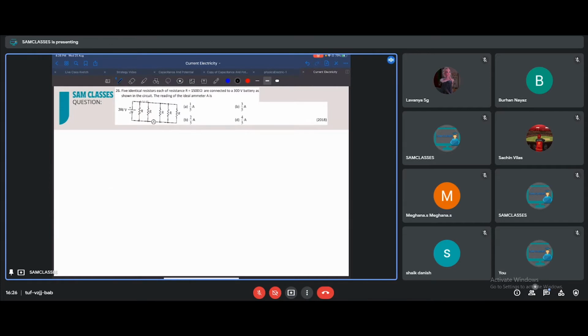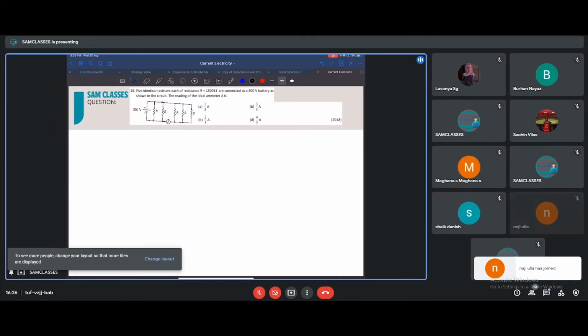This question looks a bit difficult, but don't worry, it's a very simple question. Now, five identical resistors you have taken, each of 1500 ohm, connected to a 300-volt battery. The reading of the ideal ammeter in between these two will be how much? First we can find the total current. How do we find the total current? What is the total voltage? 300. What is the total resistor?